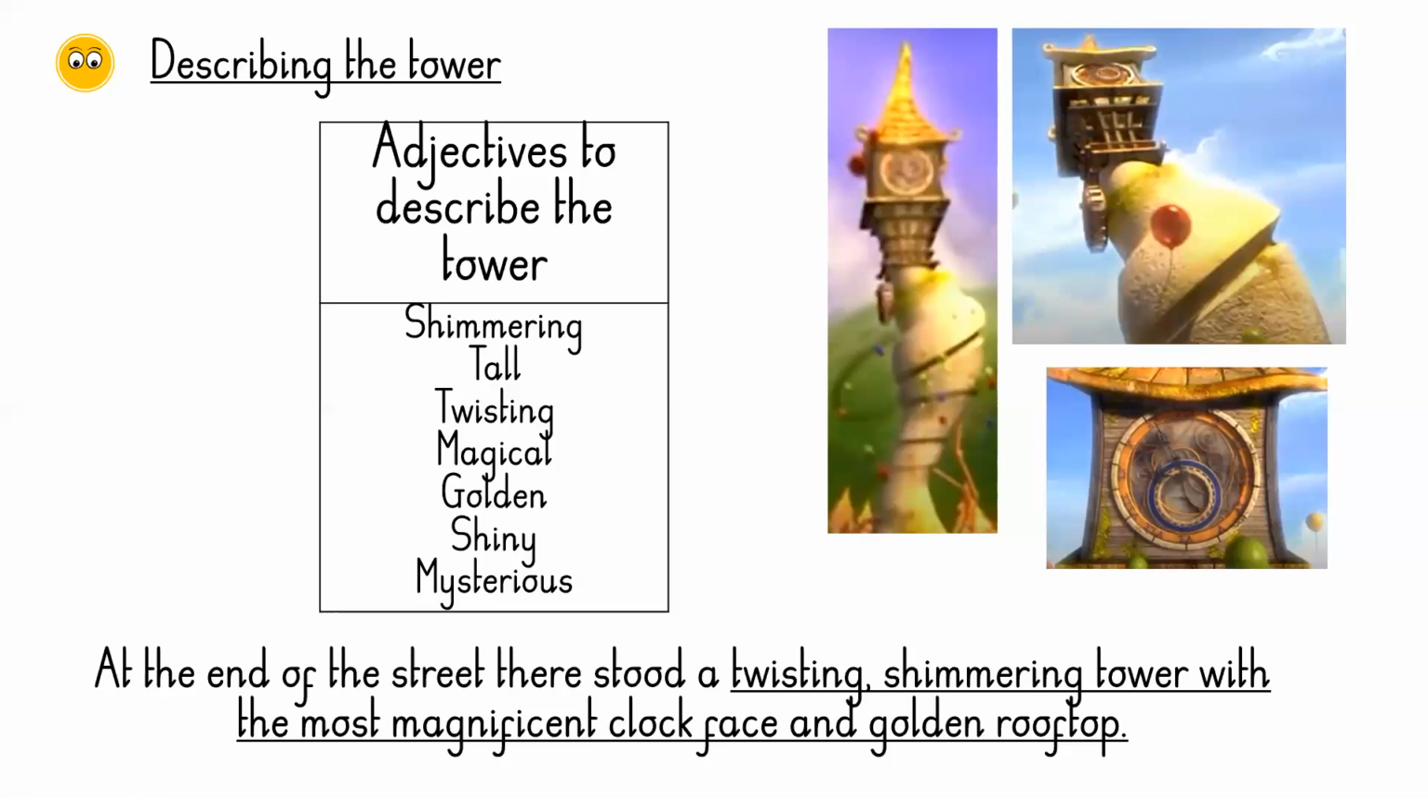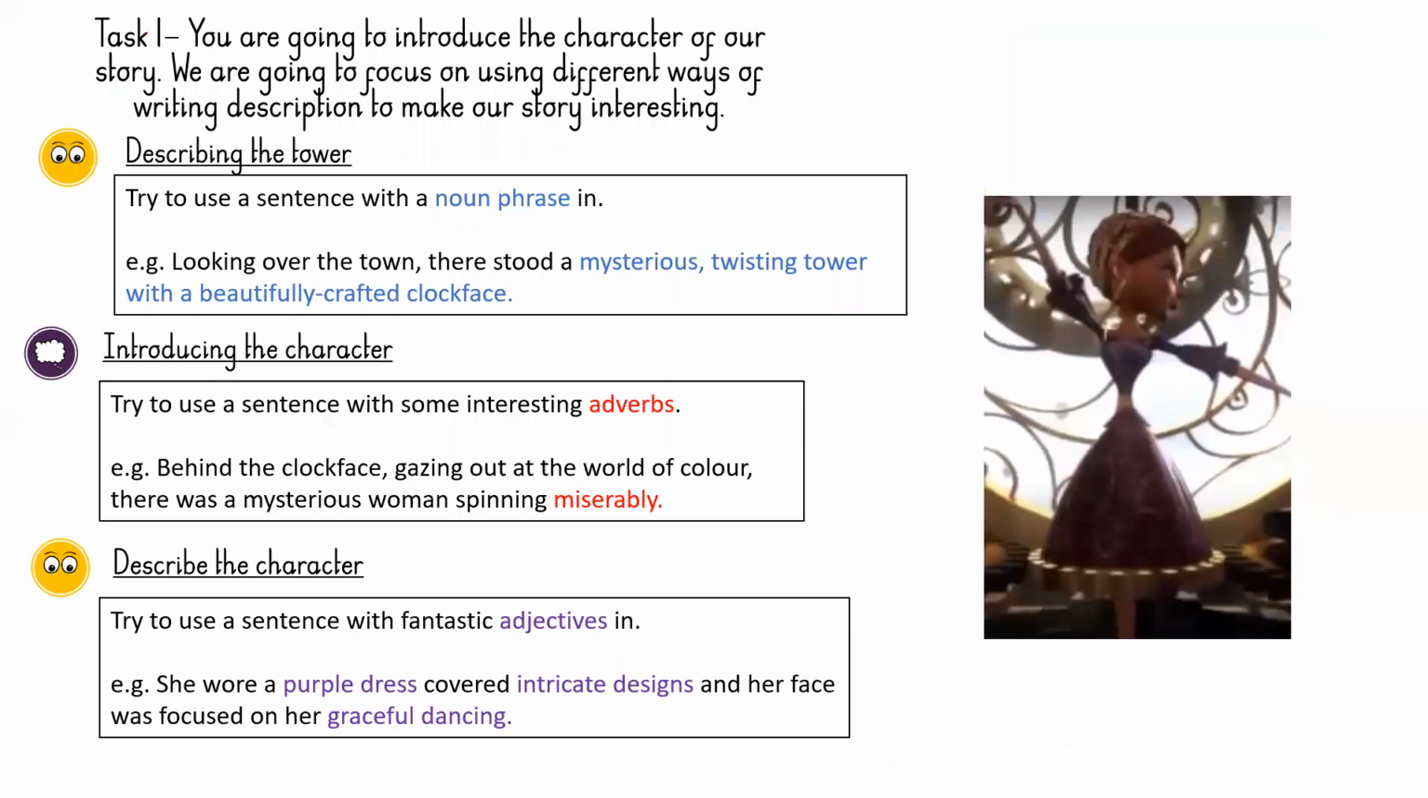You're going to describe the tower, because obviously, if we go straight from describing the village to describing the character, your reader's not going to quite know where she is. So I think you need that link of, right, we're in a tower, and then you introduce the character. Okay, so that's your first one. Think about lots of nice adjectives.